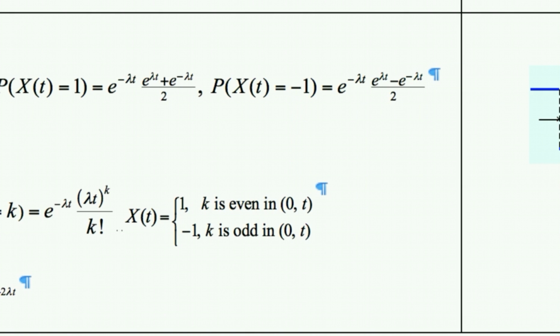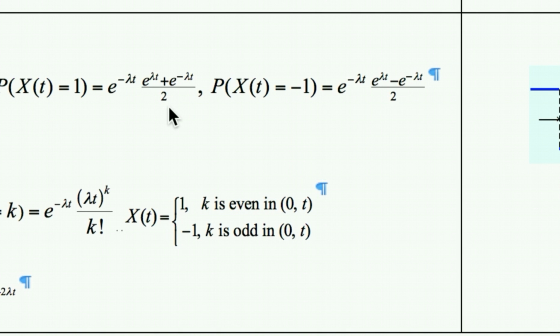This is homework assignment 10, problem 1, part 4, the semi-random telegraph signal. Probability masses, in this case, are x of t equal to 1, which is equal to e to the minus lambda t, lambda e to the minus lambda t plus e to the minus lambda t over 2.